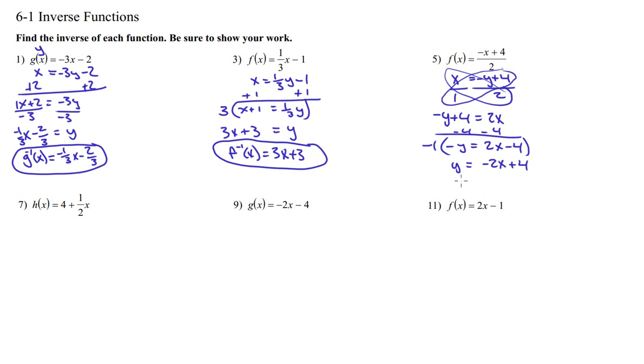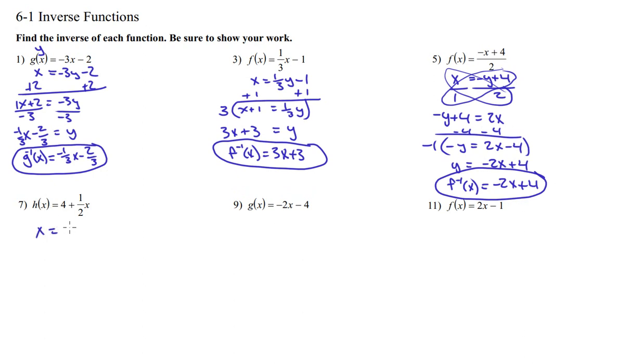So that means, since this is f of x, that means f to the negative first of x, the inverse of f of x, is negative 2x plus 4. Okay? 7 here. This just looks a little different because they have the 1/2 x. We've got the x after the 4. It doesn't matter. It's still going to work just the same.